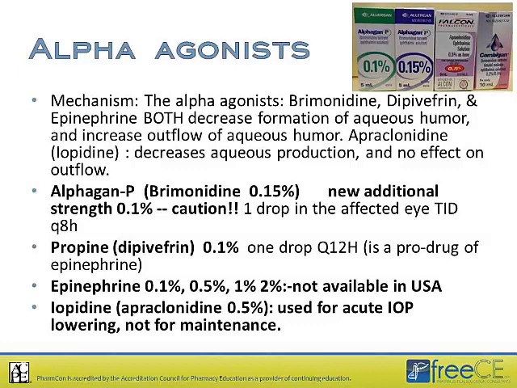Alphagan P, or brimonidine, has a new additional strength of 0.1% along with the 0.15%, so again, we have to be cautious for dispensing errors with that. And one drop is going to be used in the affected eye three times a day. Propine, or dipivefrin, is one drop every 12 hours, and that's a prodrug of epinephrine. Epinephrine's no longer available in the United States, and Iopidine very seldom is going to be used in a retail situation. That's going to be used in the physician's offices.